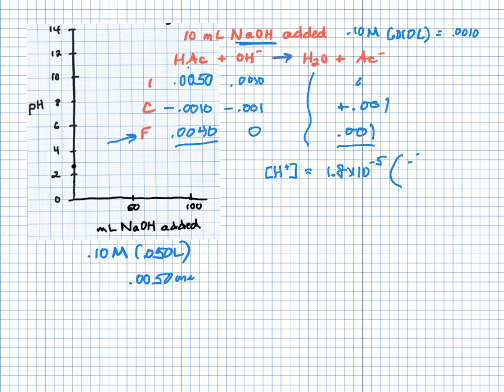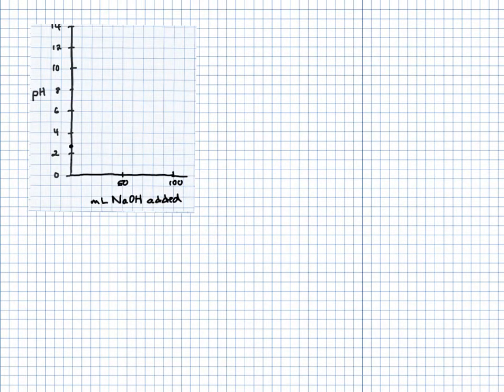Acid over base, 0.004, 0.001, 7.2 times 10 to the minus 5 molar H plus. So our pH is minus the log of that, and I get 4.14. So when I've added 10 milliliters, I'm up here somewhere. Okay, so I have a second point for my graph.